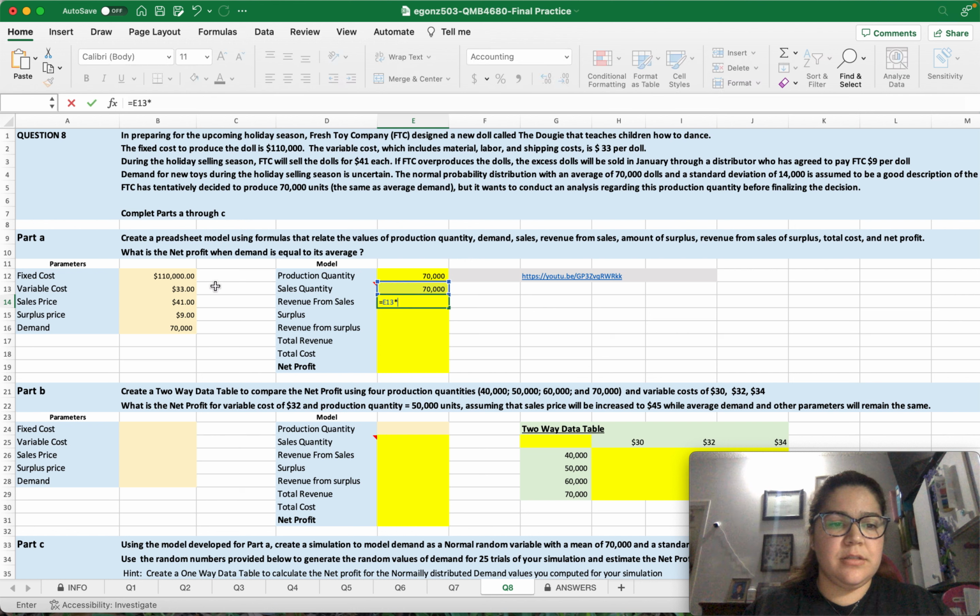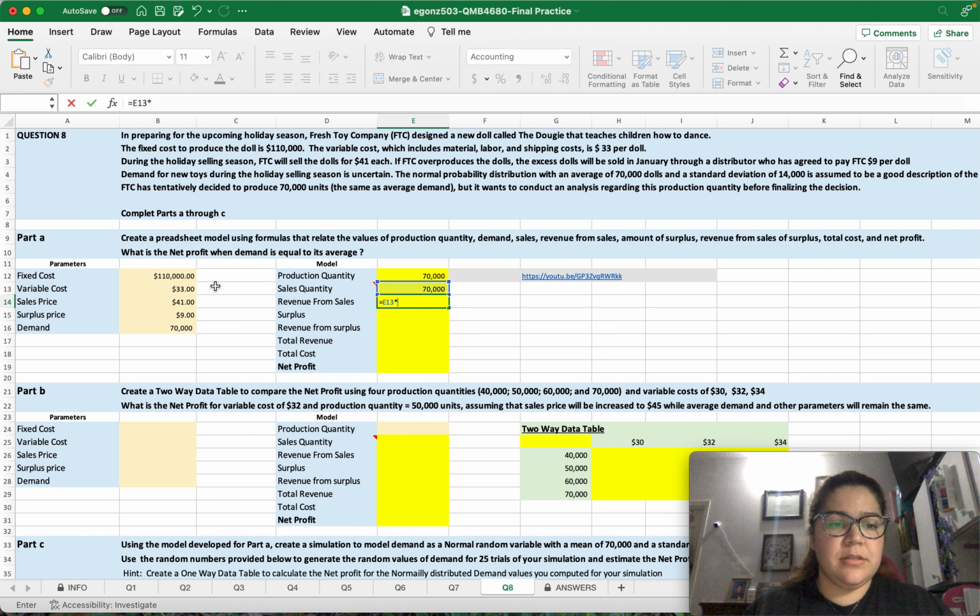While the average demand, let's go one by one. Average demand is going to be the same, so I don't think there will be a problem referencing that. You know what? I'm not going to. Sorry. All right, average demand and other parameters will remain the same. So what else was not given to us? The fixed cost, it was 110. And the surplus price was the other one that was not given, so it stayed the same, $9.